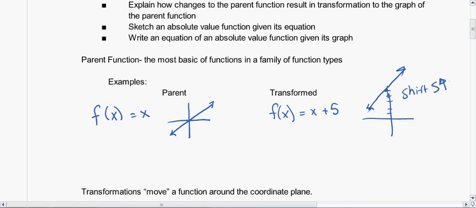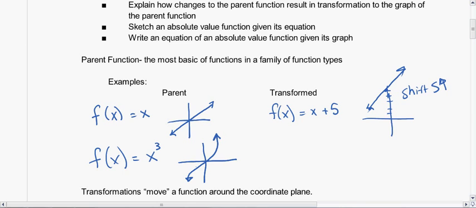Another kind of graph transformation might be a reflection. So for example, if I started off with a very simple cubic function, so f of x equals x cubed, that parent function you might not be as familiar with, but you will be by the time we are done this summer. It looks like this.